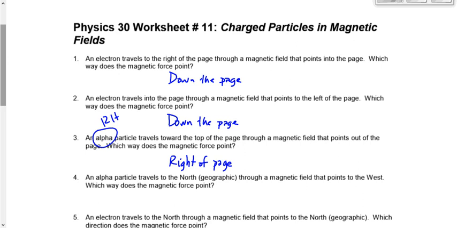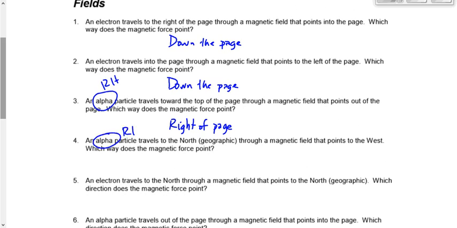4, an alpha particle, again, that's going to be a right-hand rule. An alpha particle travels towards the north. Interesting, the page is no frame of reference here. The alpha particle goes to the north, magnetic field goes to the west. Which way is the force? I don't know which way is north, so let's guess this way. The alpha particle is going to the north, this way. The magnetic field points to the west. Well, if that's north, then that's going to be west, right? To the left of north is west. So I'm going to say thumb to the north, fingers to the west. Which way does my palm point?